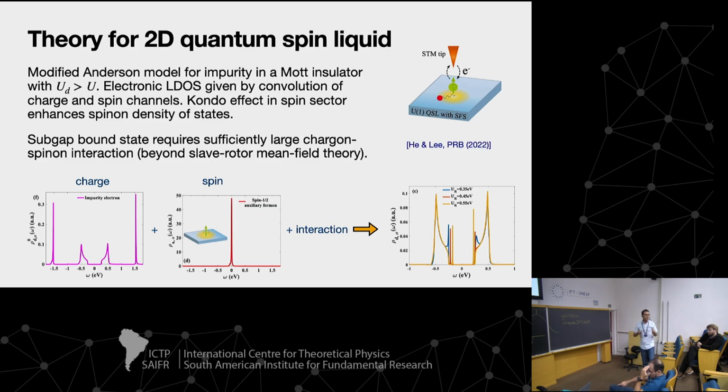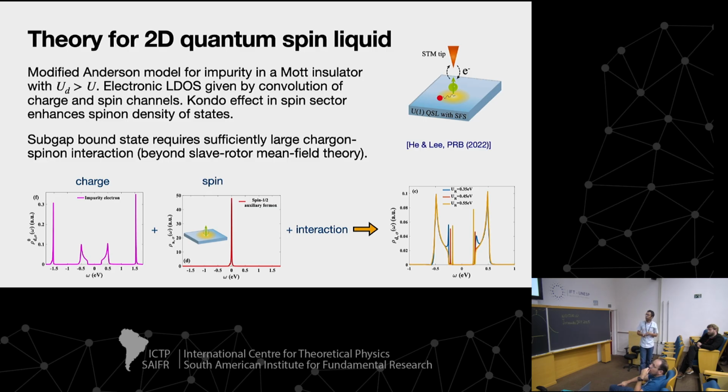They show that if you want to get from the theory this bound state or sub-gap peak, you also need to add interactions between holons and spin-ons, which are treated with some RPA approximation. And only when this interaction is strong enough do you get this peak that splits out from the continuum and appears here. Right? So that was the theoretical proposal for how to explain this.